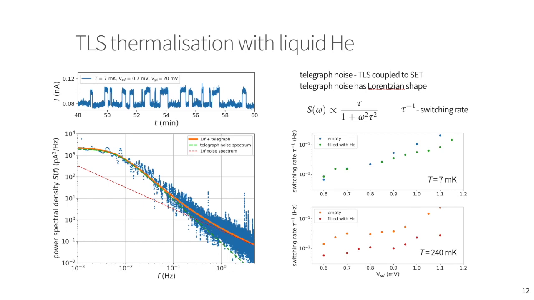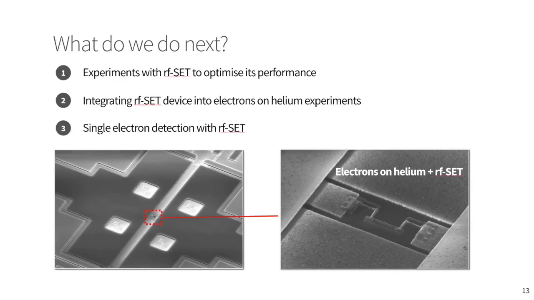The absence of this energy relaxation channel at low temperature can be explained by a Kapitza thermal boundary resistance, which exists between liquid helium and the solid. So what do we do next? Our future plan is to make an RF SET and optimize its performance, and integrate this device into the electrons on helium experiments to do single electron detection.